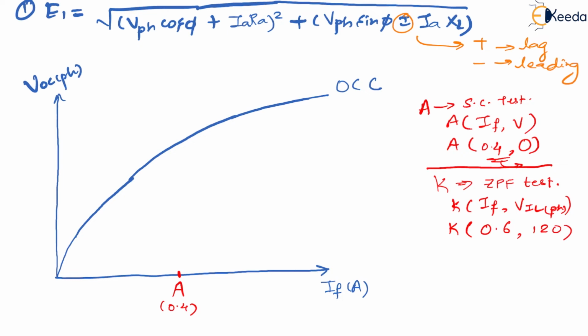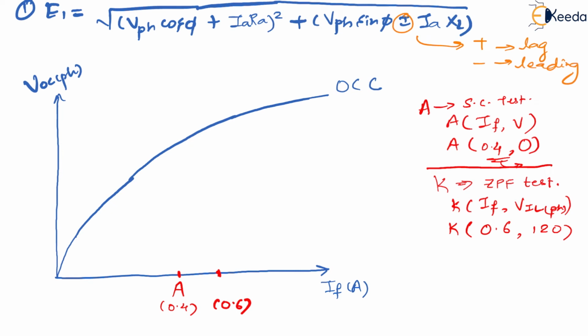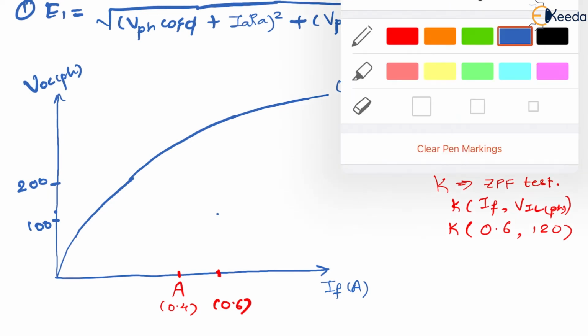Let us see what happens now. So this is point K. Here if you have 0.4, then 0.6 will be somewhere ahead of this. At the same time, what is VL phase? You are considering 120. So let me consider somewhere here 100, 200, something like that. Above 100 somewhere you will get the point. Okay, let us write one more time.